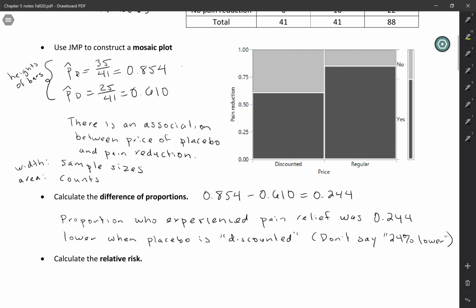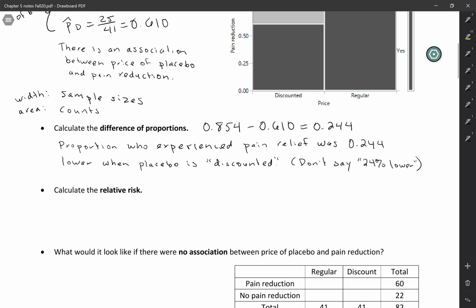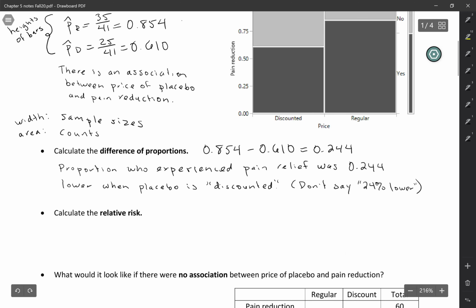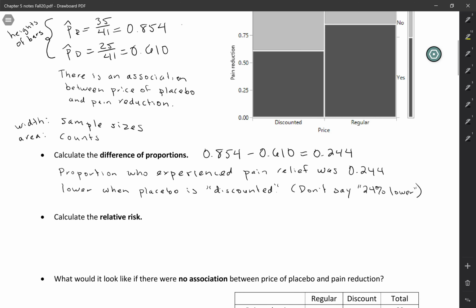That would have a different meaning, sort of implying that you're multiplying something. So we want to be really explicit that we're talking about proportions here. If we wanted to make multiplicative comparisons, we could calculate the relative risk. So here, instead of subtracting the two values, you're dividing them. So we can do 0.854 divided by 0.610, which comes out to be 1.4.